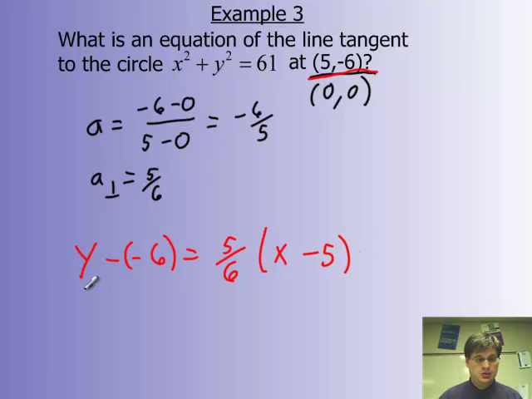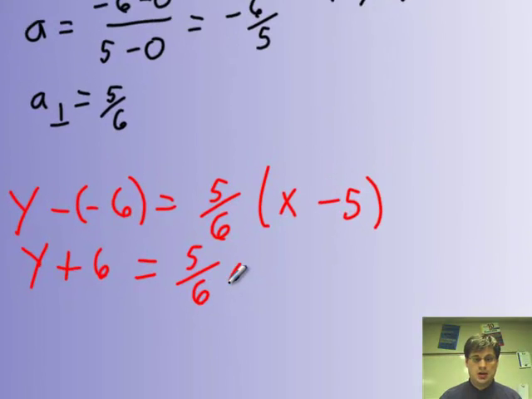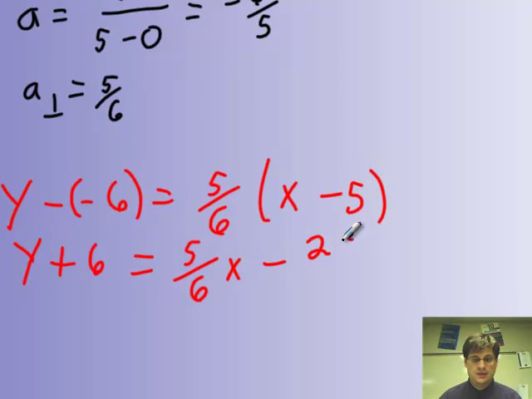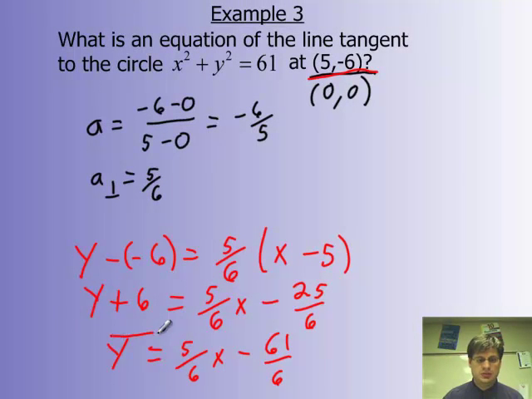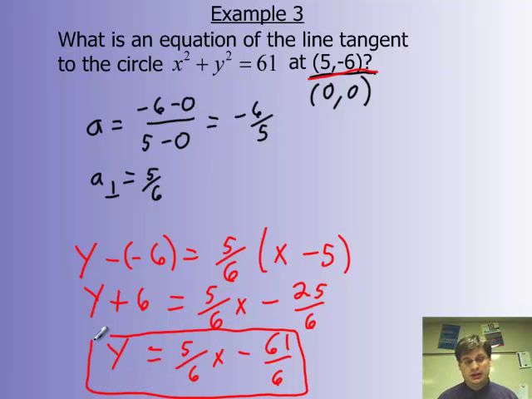So this simplifies to y plus 6. We distribute the 5/6, so it gives us 5/6x minus 25/6. And then we're going to subtract 6 from both sides, leaving us with y equals 5/6x minus 61/6. And we can leave it as an improper fraction. That'd be preferable. So that would be the line right there. That would be tangent going through 5, -6.